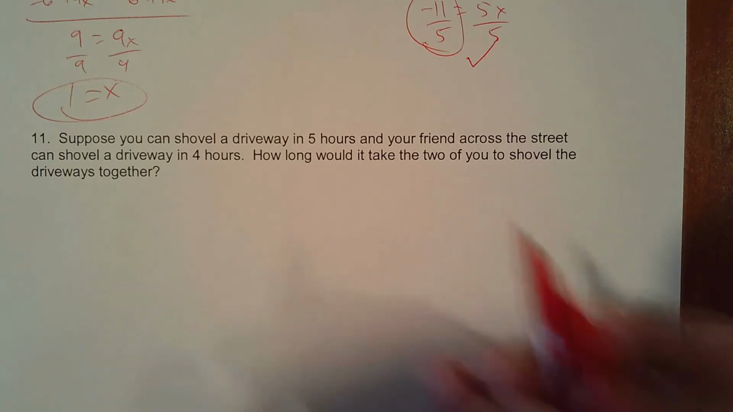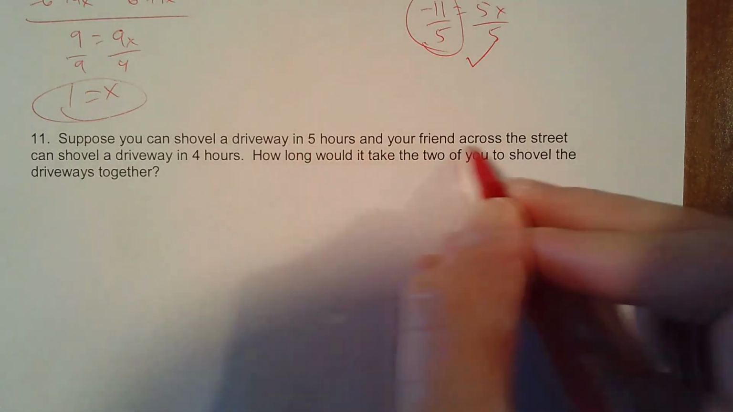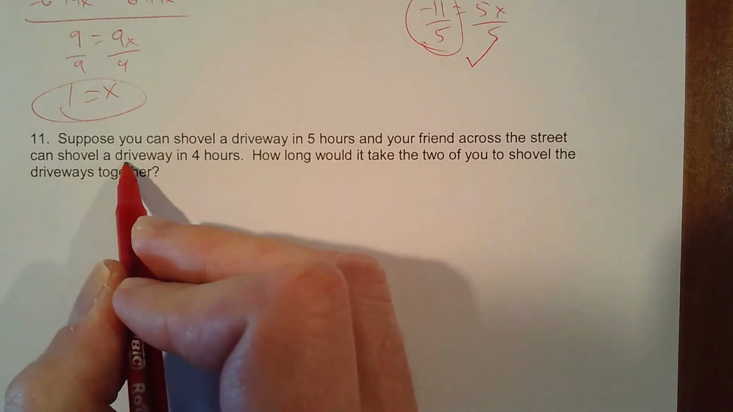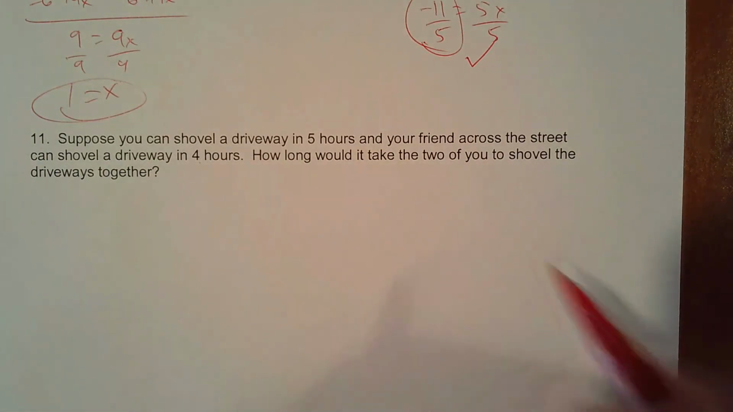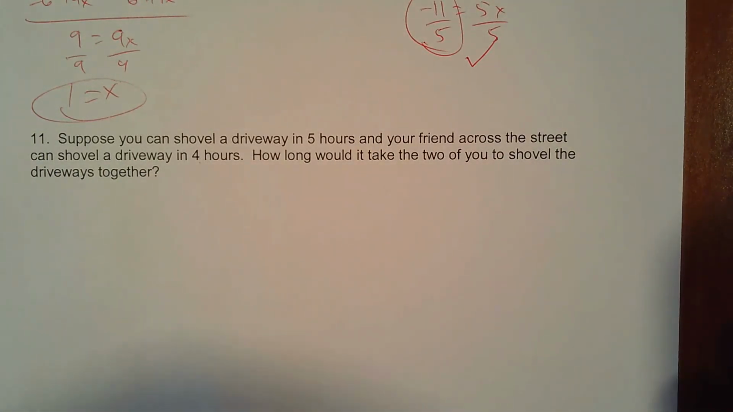It says that you shovel a driveway in 5 hours. Your friend across the street can do his driveway in 4 hours. How long will it take the two of you if you work together to get both driveways done? Okay, so you're going to take your work plus your friend's work, and that's going to equal the total work that needs to be done.